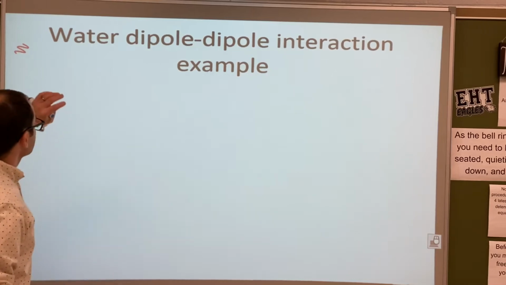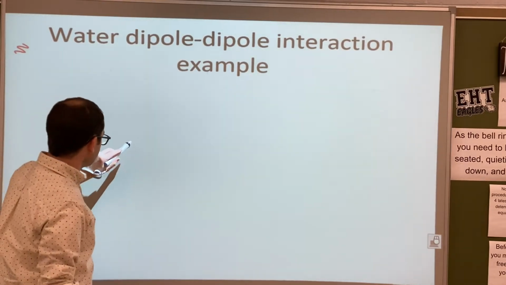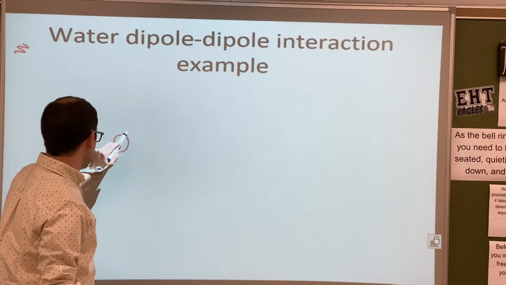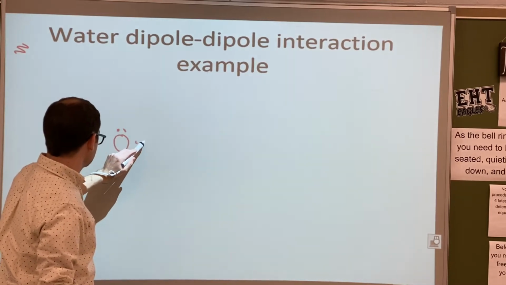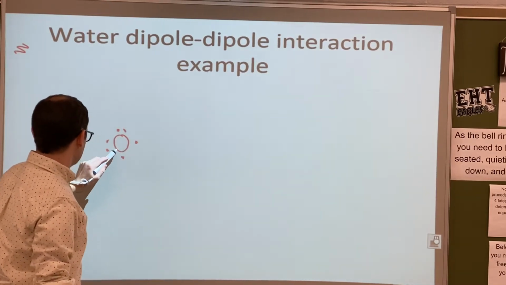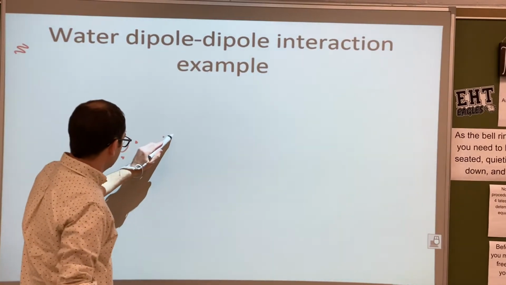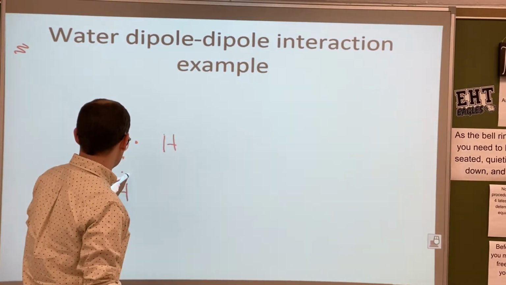All right, so let's draw some water. We know water is H2O. Oxygen has 6 valence electrons. All right, it's gonna look sort of like that. 2 hydrogens.